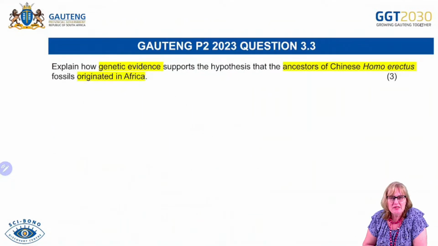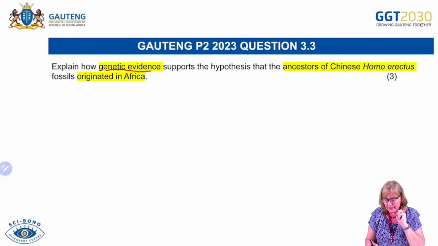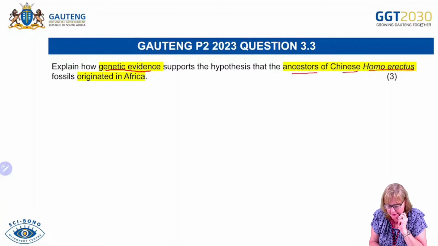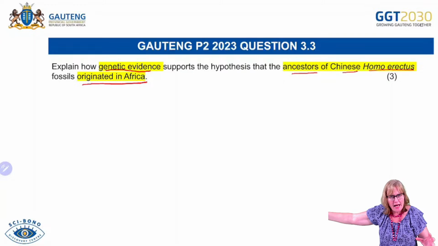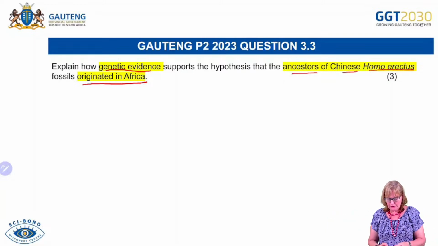Now they've asked, and this was a very difficult question. So I understand if you didn't get this, but it was actually not so difficult, it's just asked differently. How genetic evidence, now you must think, mitochondrial DNA, supports the hypothesis that ancestors of Chinese Homo erectus originated in Africa. Originated in Africa, and they went to China. That is out of Africa, people. That's what they're talking about.